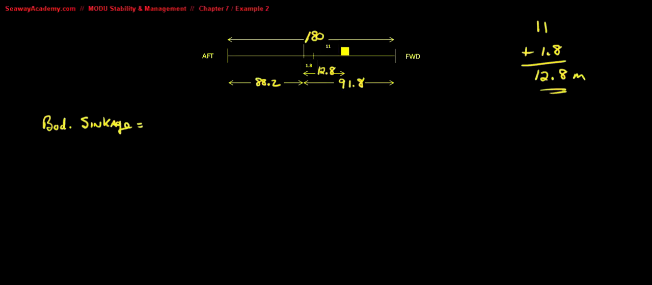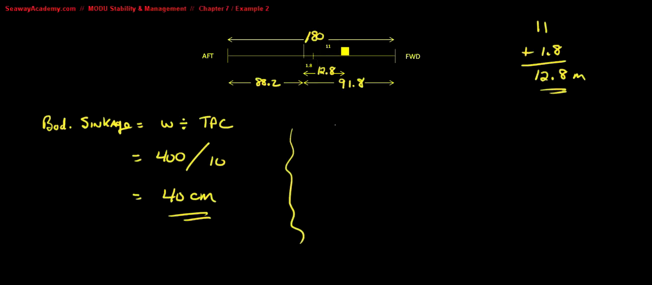So the first thing we need to do is to calculate our bodily sinkage. The formula is our weight divided by the TPC. The weight is 400 tons, and our tons per centimeter immersion is 10. So our bodily sinkage is going to be 40 centimeters.